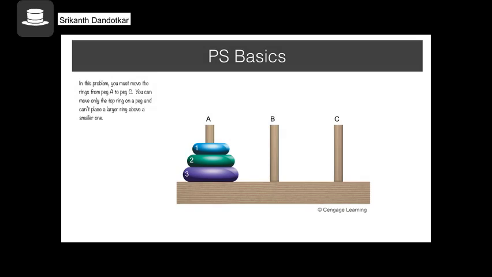Now, in this problem, you must move rings from peg A to peg C. You can move only the top ring on a peg, and you cannot place a larger ring over a smaller one. So these are the instructions given to you. Now, take a moment, pause this video, and think about how you would actually solve this problem.